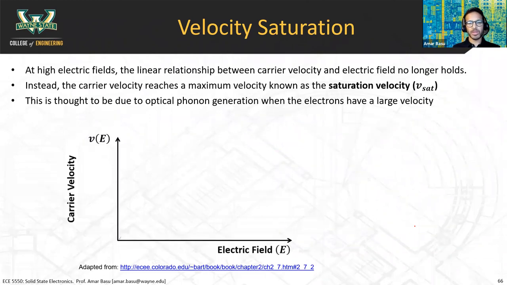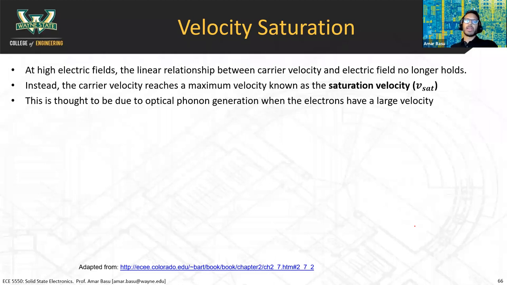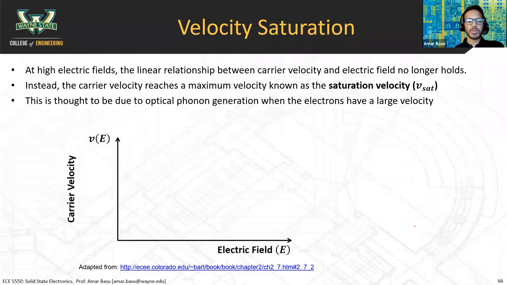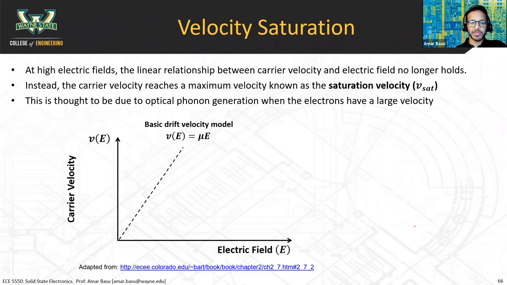One other quick thing here, velocity saturation. At high electric fields, thus far, we have talked about the velocity of the electrons being a linear function of the electric field. So our drift velocity model that we talked about is the velocity is equal to the mobility times the electric field. Right? But it turns out that this basic drift velocity model doesn't hold at high electric fields. What actually happens is that the velocity looks like this.